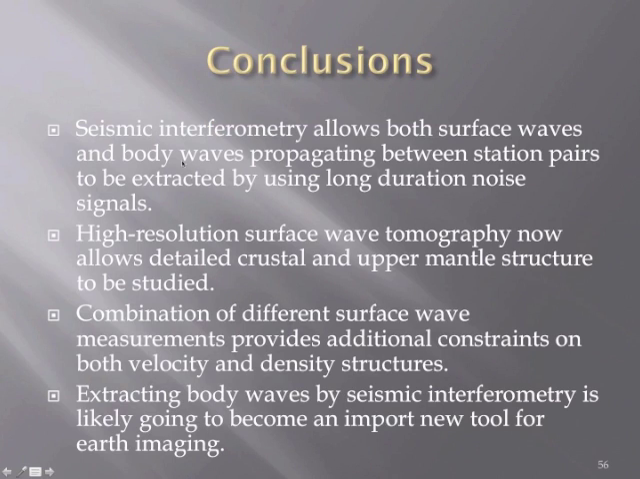So here I just do a quick conclusion. Seismic interferometry allows both surface waves and body waves propagating between station pairs to be extracted using noise signals. High-resolution surface wave tomography now allows detailed crust and upper mantle structure to be studied. And by combining different surface wave measurements, such as HV ratio and phase velocity, it provides additional constraints on not only velocity, but also density structures. Finally, there's ongoing study trying to extract body waves by seismic interferometry, and it's likely going to become a new important tool for Earth imaging. So thank you for your attention, and I'd like to take some questions.